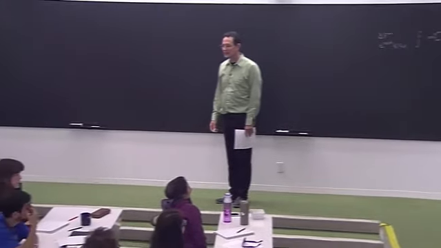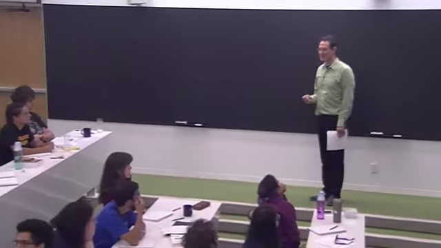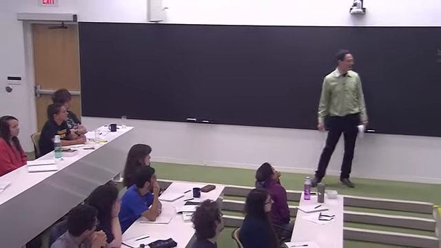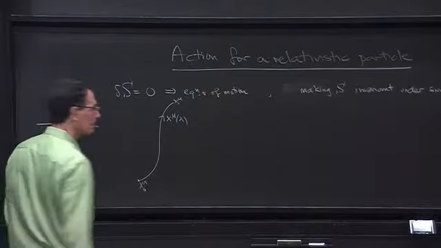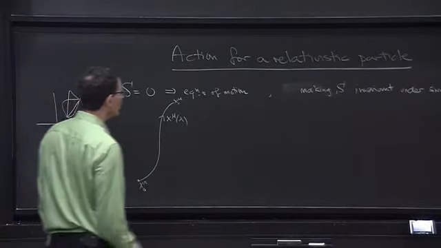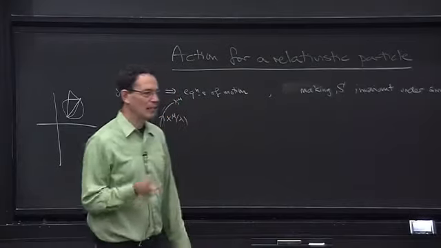Pardon? No, I want a quantity. Time-like is a quality. I want a quantity which depends on the path. Arc length? Arc length is good. As soon as I say length, how am I going to measure the length?